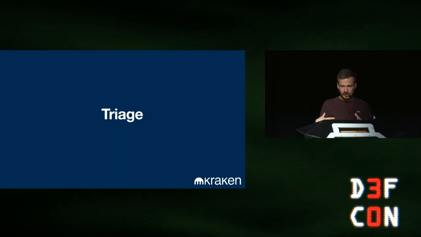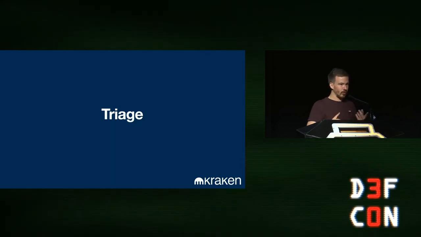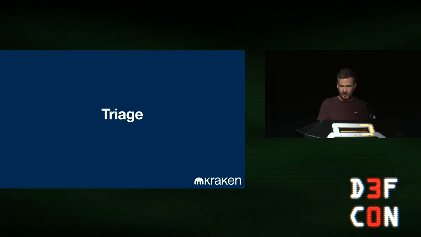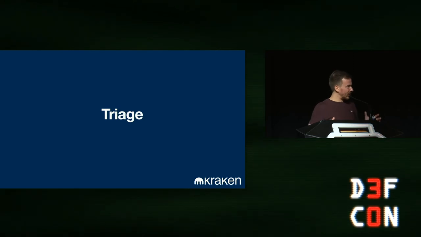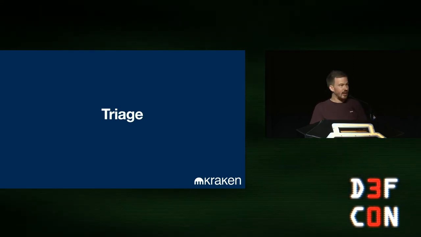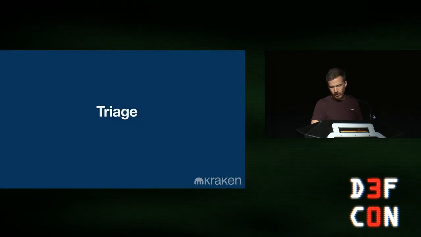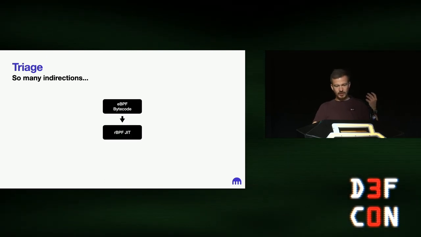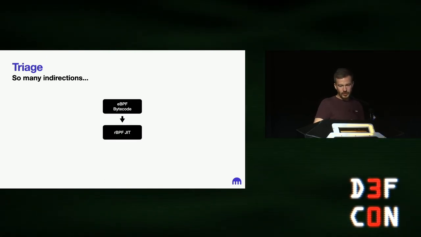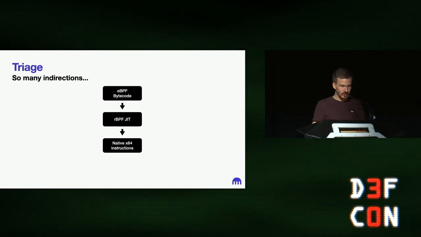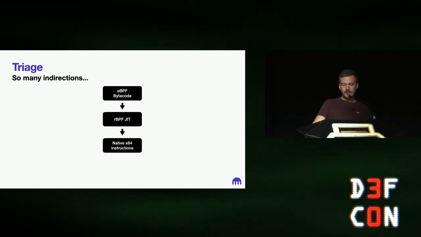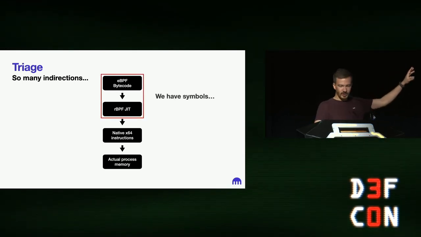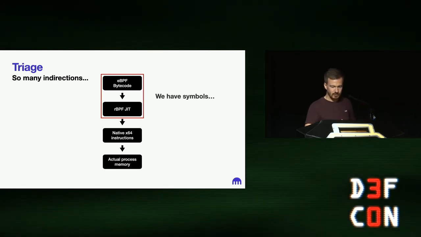So for us, triaging is enough to say, okay, we have an out-of-bounds read or an out-of-bounds write. We don't have to write a POC. Even though all these limitations make triaging much easier, it's still quite difficult. Because if you think about it, you have your eBPF bytecode. That eBPF bytecode gets JIT compiled by Rust code. That Rust code then emits native x64 instructions. Those native instructions then somehow get mapped into actual process memory. We have symbols for the first two parts, and afterwards, it's basically just good luck.